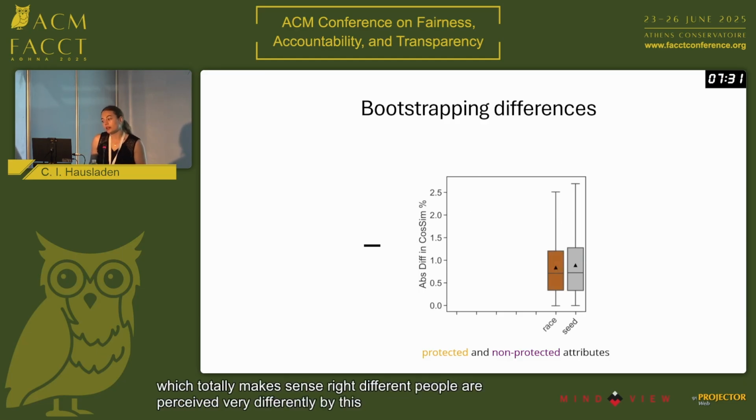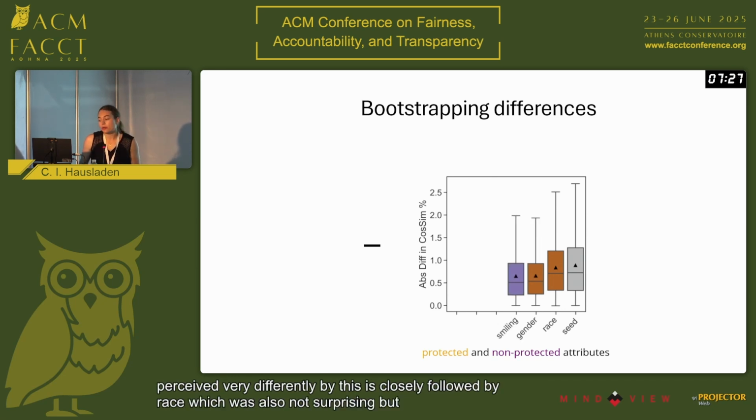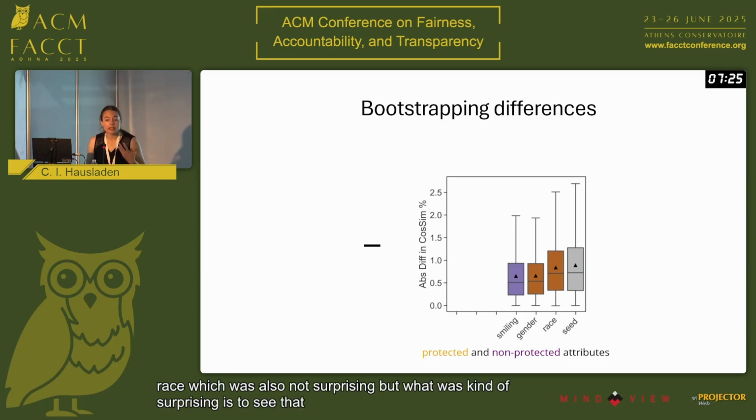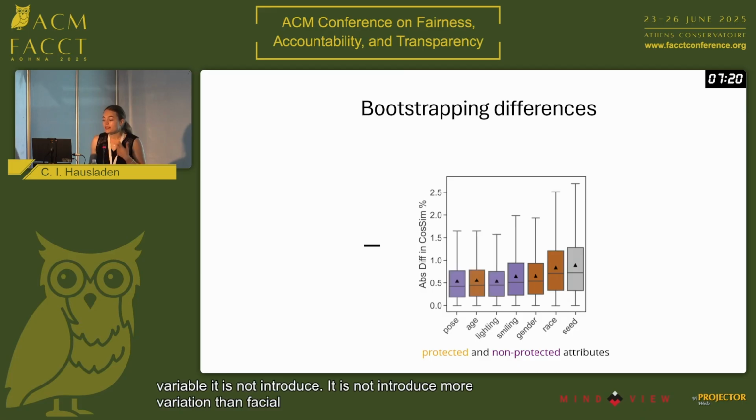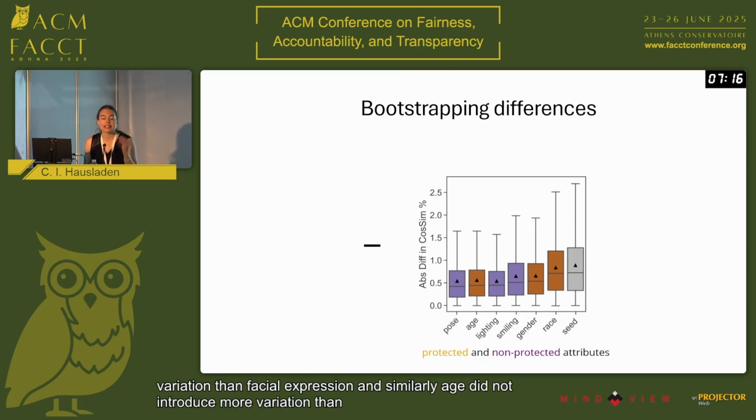This is closely followed by race, which was also not surprising, but what was kind of surprising is to see that gender, a legally protected variable, does not introduce more variation than facial expression. And similarly, age did not introduce more variation than pose and lighting, despite being a legally protected variable.